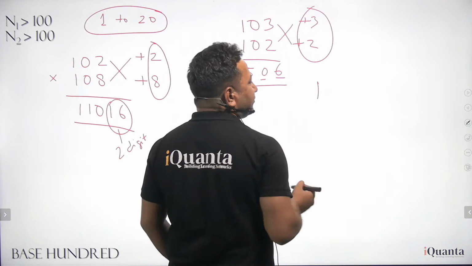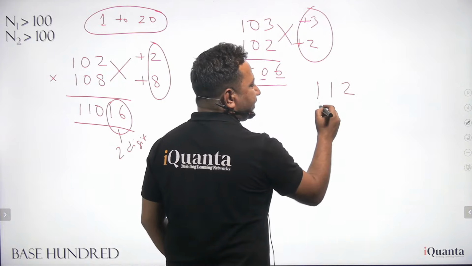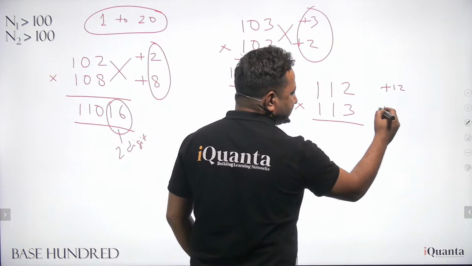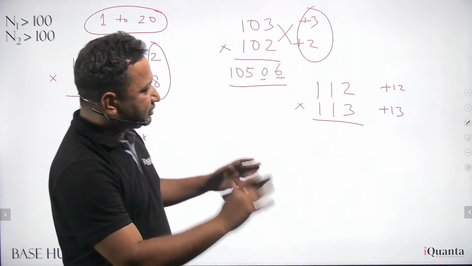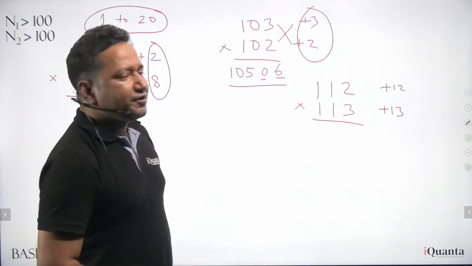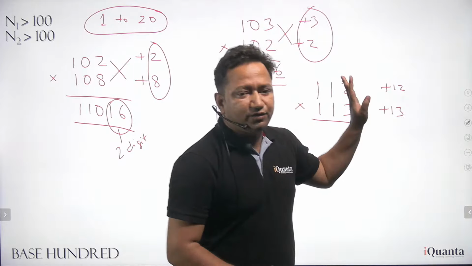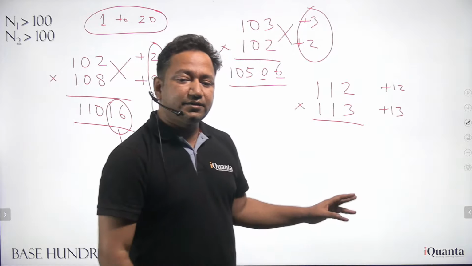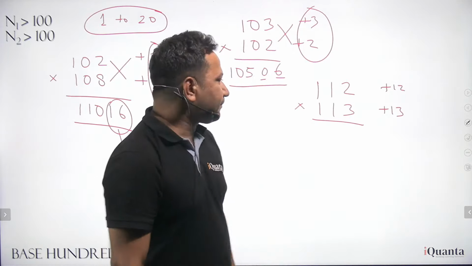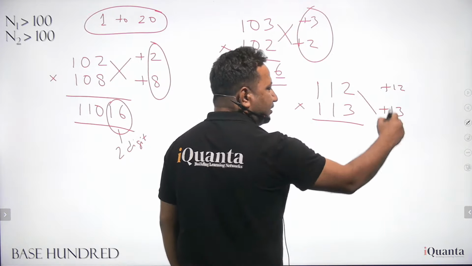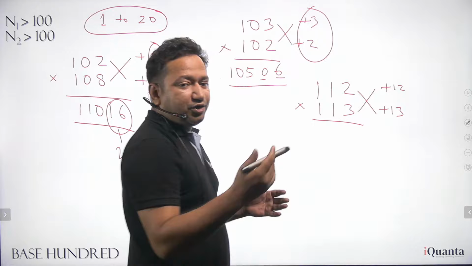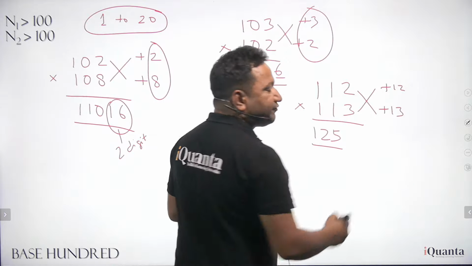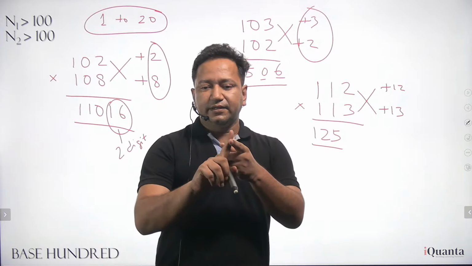All right. Now, what if the number is of 3 digits? For example, if I take 112 multiplied by 113, this one is 12 more, this one is 13 more. Now here you will have to pay attention because some people, even after going through this technique, start taking +2 and +3. This is a very common mistake. I have seen a lot of people doing that. But the base is 100 and we should be taking +12 and +13. Now if I add 112 to 13 or 12 to 113, I'll get 125 in both cases. Then 12 multiplied by 13 is 156.